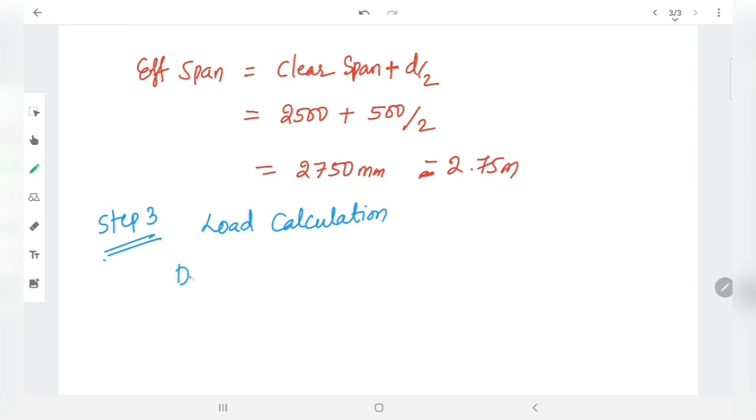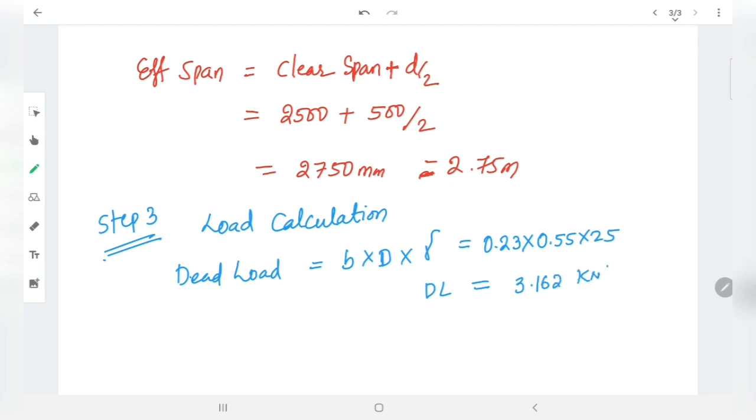Dead load we will calculate first. It is equal to breadth into depth into density of concrete. Here the breadth of the beam is 0.23. Instead of effective depth, here I will be taking overall depth because the weight, even of the cover, needs to be calculated here. So breadth and overall depth, it is 0.55 into 25.